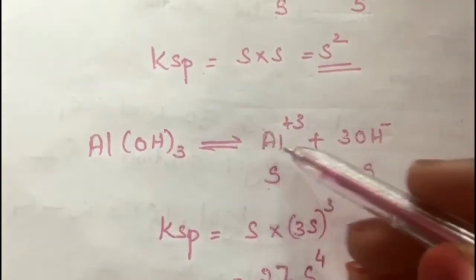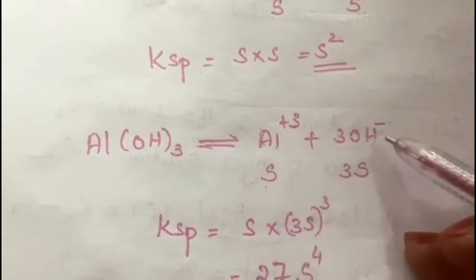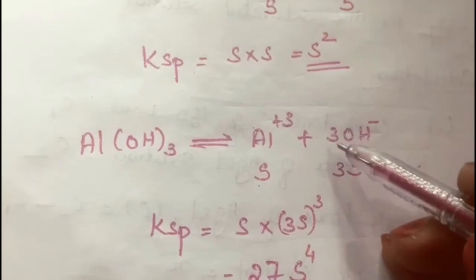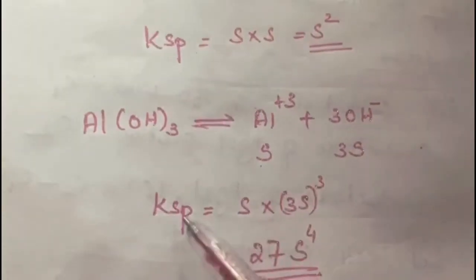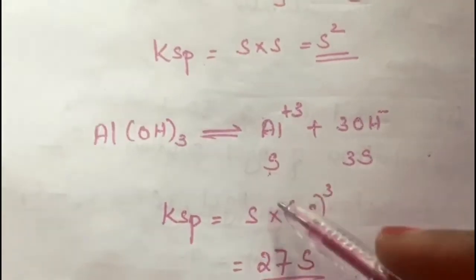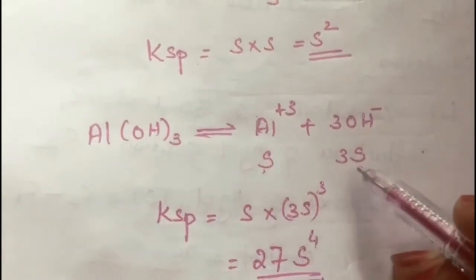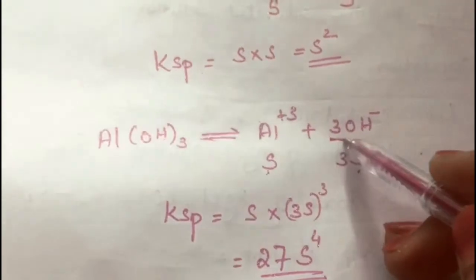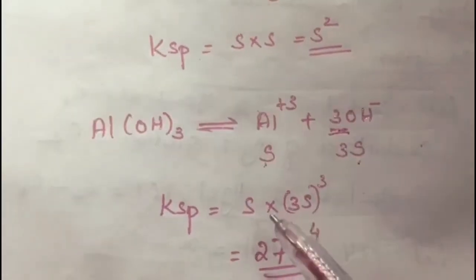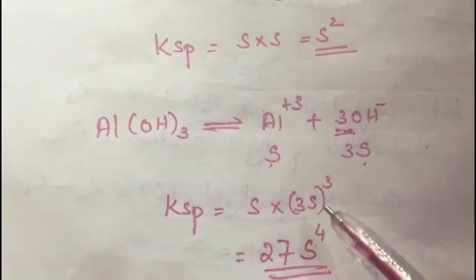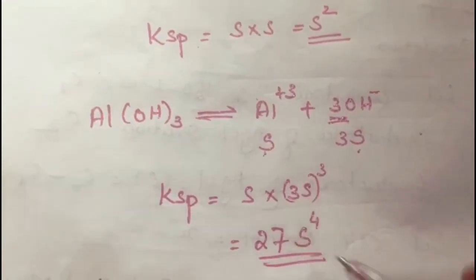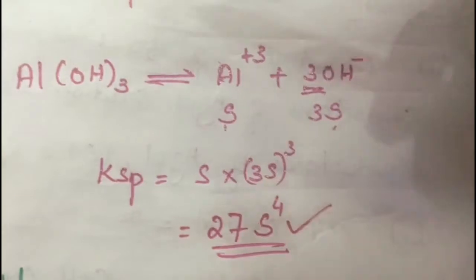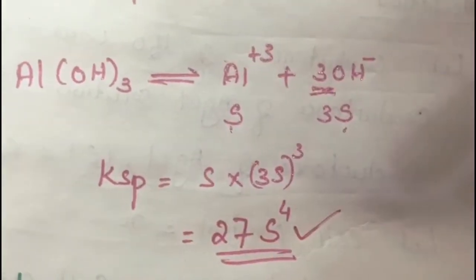Another example is aluminium hydroxide, that is dissociated as Al 3+ and 3 OH minus. So only one Al, so it can be written as S, then OH minus is 3S, because 3 OH minus are there. Now KSP equals S into 3S all raised to 3. So 3 cube is 27. 27 S raised to 4 is the solubility product of aluminium hydroxide.